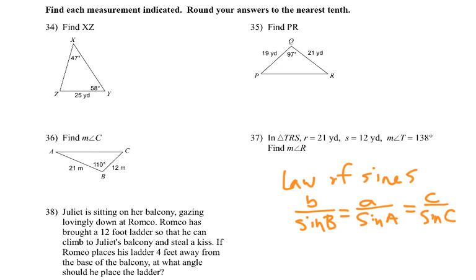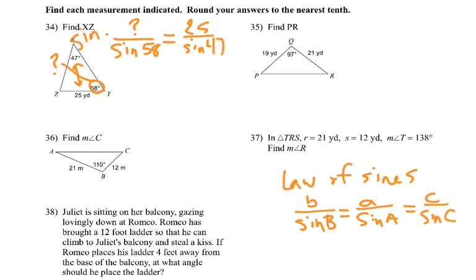So if we look at 34, to use the law of sines I need a connection between an angle and a side opposite. So I want to find this side, which would be opposite that angle. So I'm looking for the side xz. I would put it over the sine of 58 degrees, and that's going to equal 25 over the sine of 47. Then I'm going to multiply by the sine of 58 on both sides. So I need to go 25 divided by sine of 47 degrees times the sine of 58 degrees.